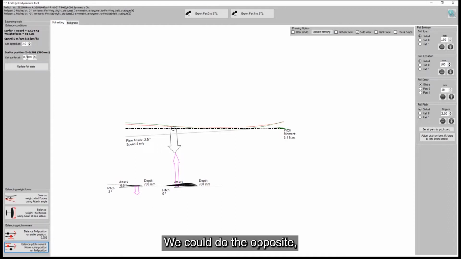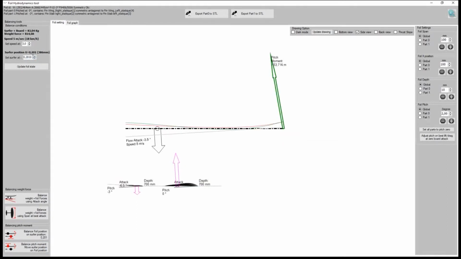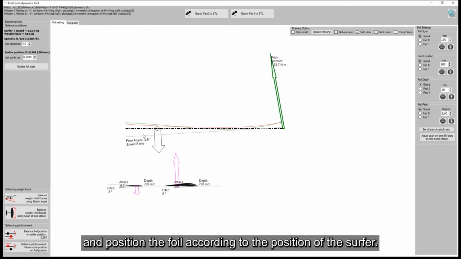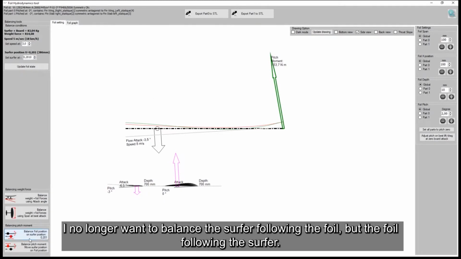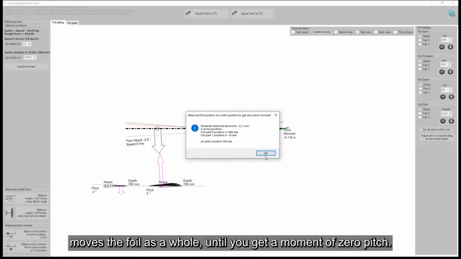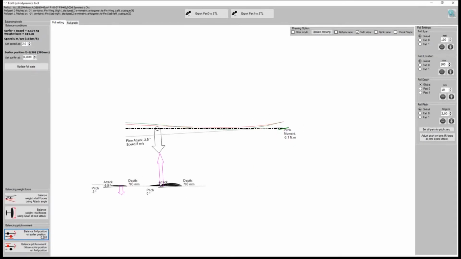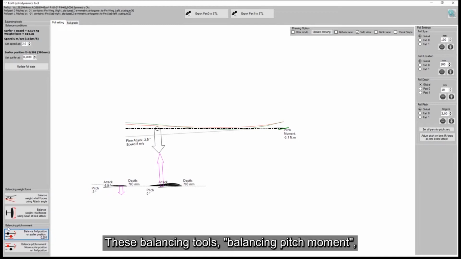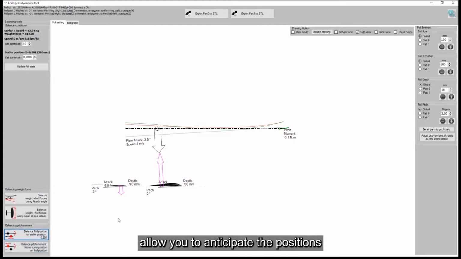We could do the opposite, and for example place the surfer at 0.2, here, and position the foil according to the position of the surfer. I no longer want to balance the surfer following the foil, but the foil following the surfer. This tool moves the foil as a whole until you get a moment of 0 pitch. These balancing tools, balancing pitch moment, allow you to anticipate the positions of the surfer and the foil.